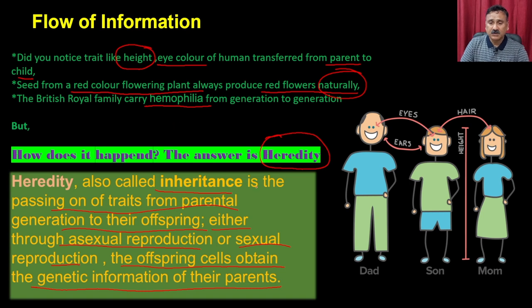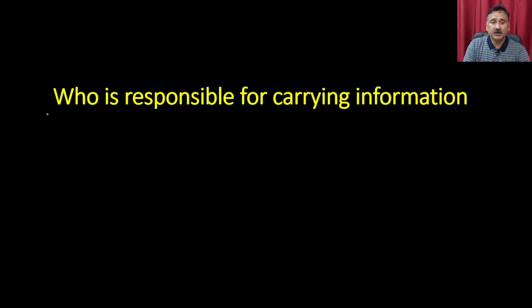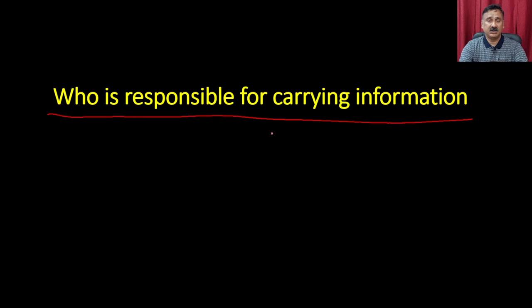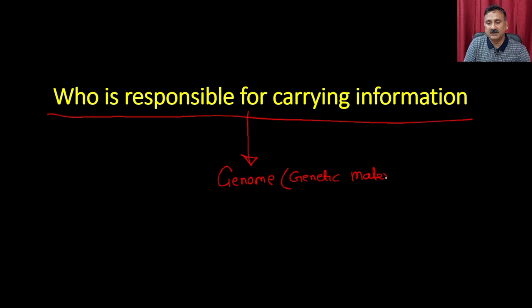So the first question comes that if you are actually going to acquire the traits from the mother and the father, how is this particular type of phenomenon happening and who is responsible for that? So who is responsible for carrying the information from one generation to another generation? And the molecule which is responsible for this particular phenomenon is called the genetic material, because it is actually going from one generation to another generation. And because of that, this particular molecule is being called the genetic material, not the genome actually.